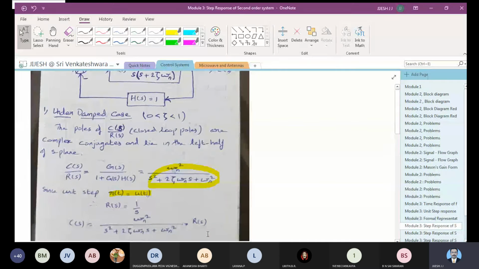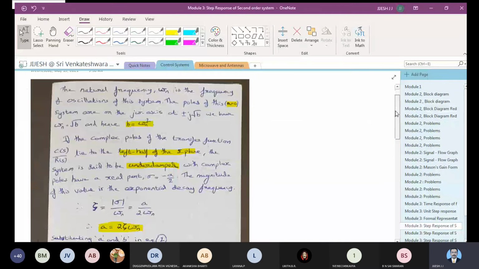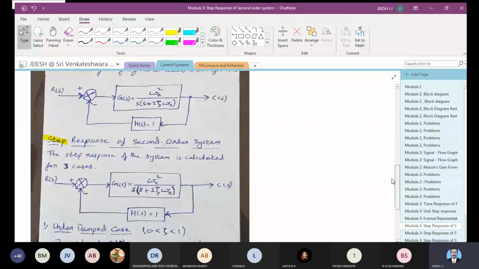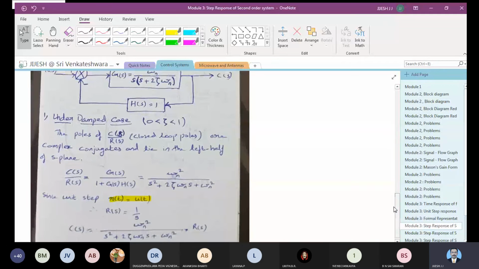C of S can be written as omega n square divided by s square plus 2 zeta omega n s plus omega n square, into R of S. R of S is known to be 1 by S. So we will substitute and then simplify it further. All of you complete it till here.